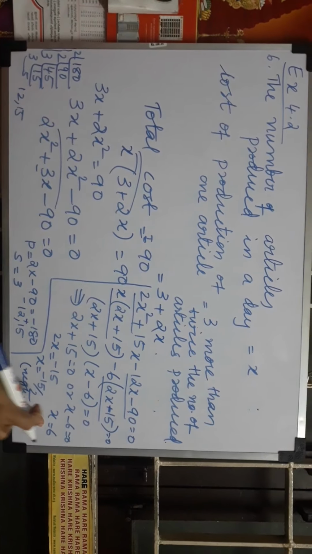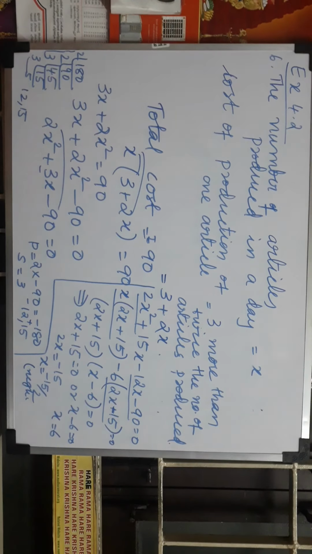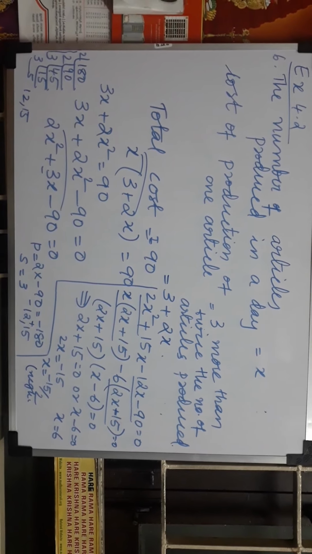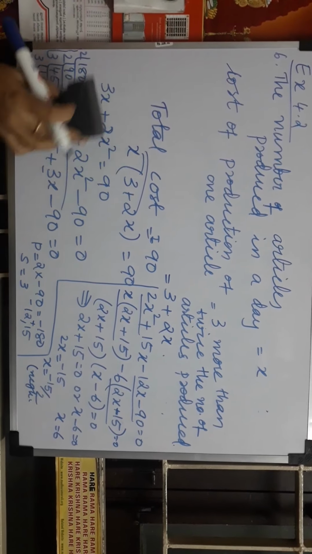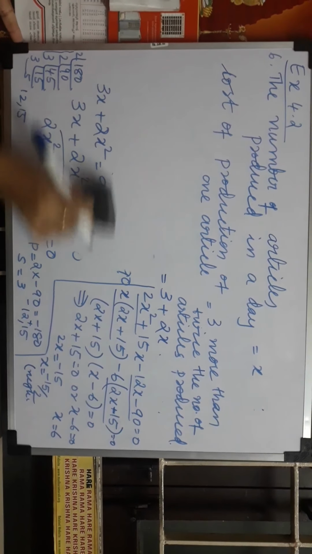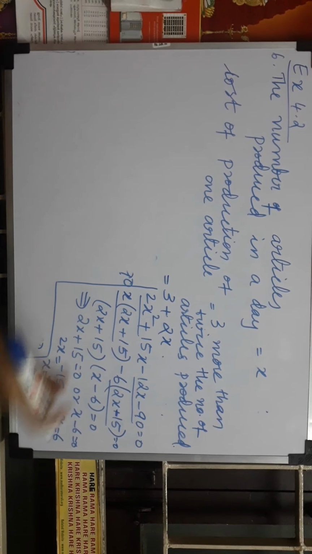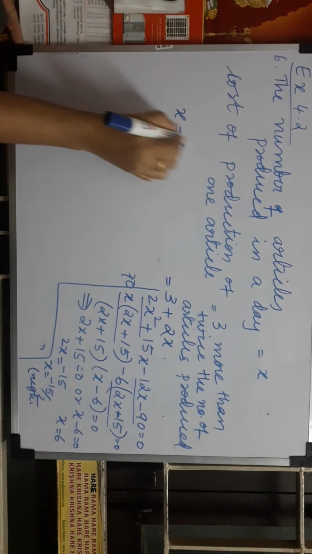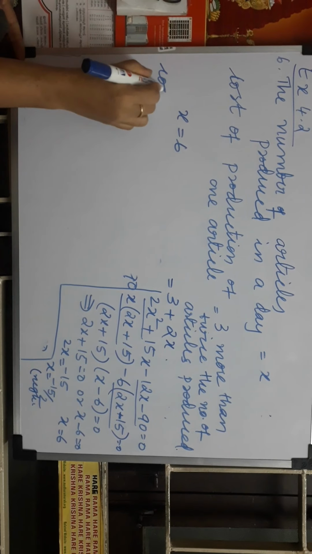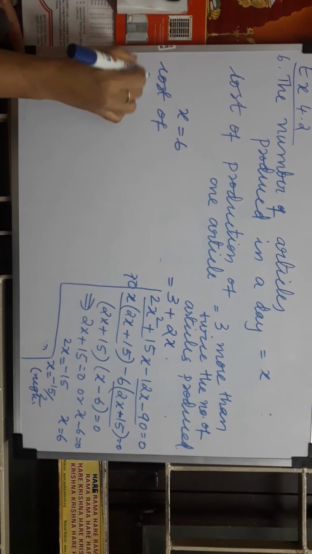x is equal to 6 means the number of articles produced on a day is 6. We want to find the cost also. For that, we use the x value we found, that is x equals 6. With x equals 6 we can find the cost of production. What have we written for the cost of production?